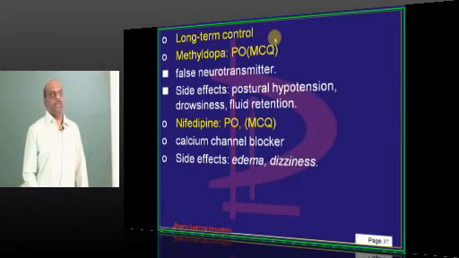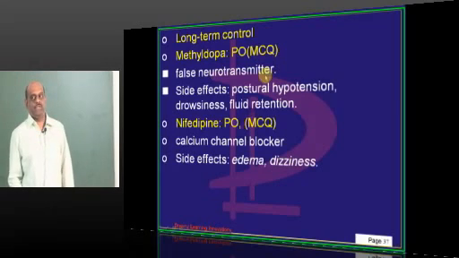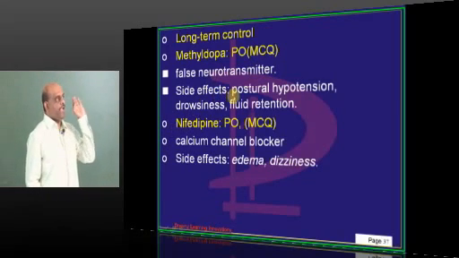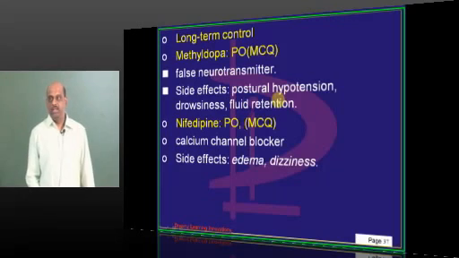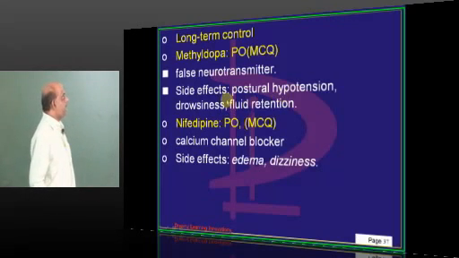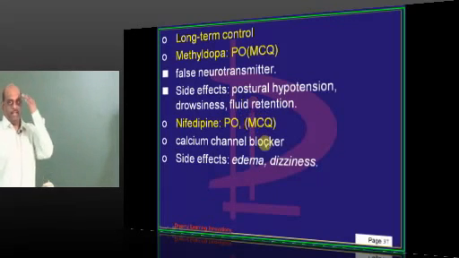Long-term control, if you want to do it for hypertension in pregnancy: methyldopa, a safe drug in pregnancy. It is a false neurotransmitter, centrally acting, just like clonidine.